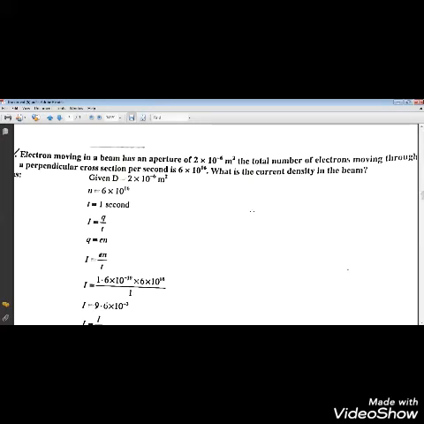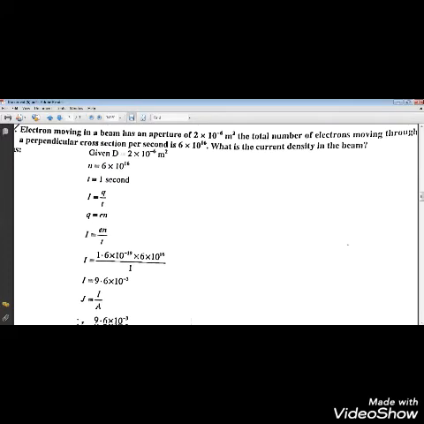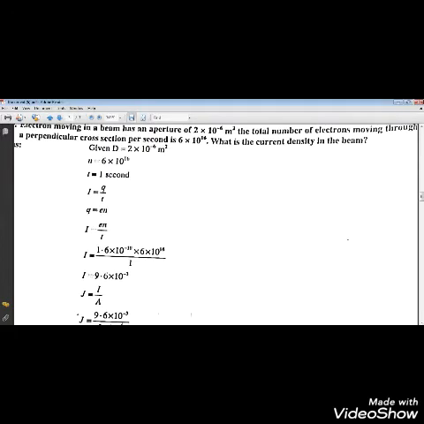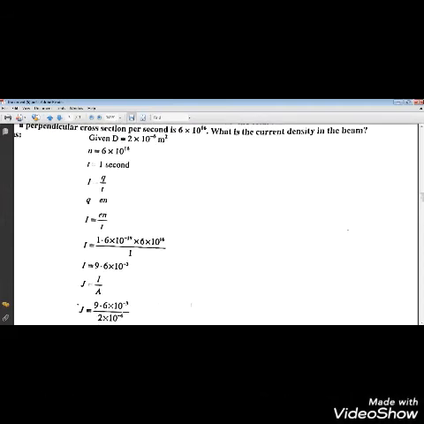Here we have to calculate the current density. They have given the area, which is 2 into 10 to the power of minus 6, and the number of electrons, 6 into 10 to the power of 16. We have to calculate the current density of the beam in time t equal to 1 second. According to the definition of current, I is equal to Q by t. Then here Q will become e into n.